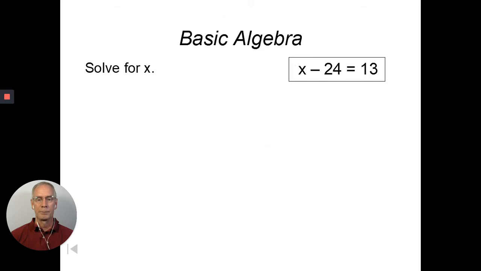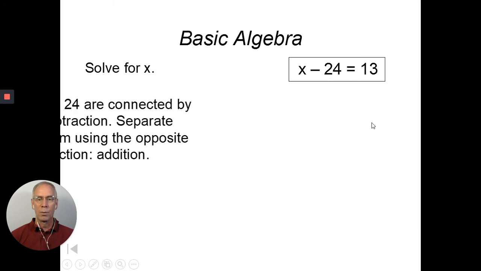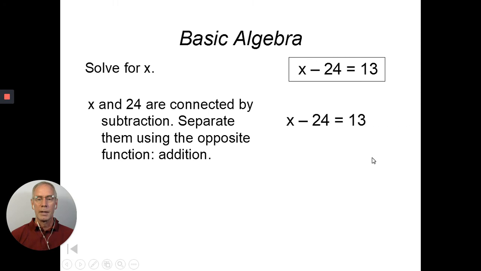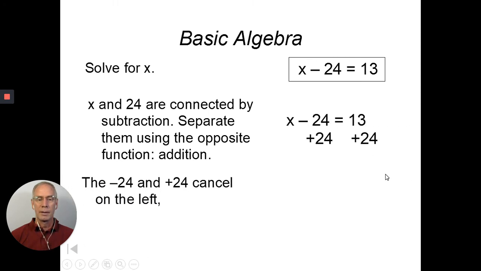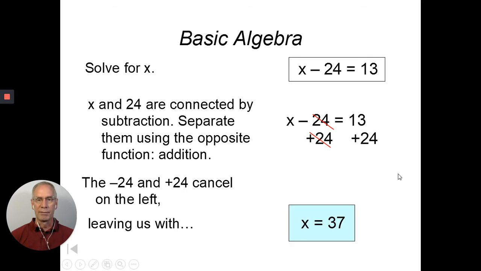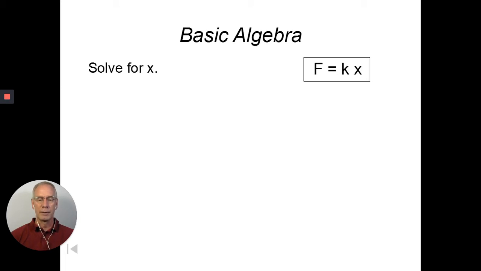Let's look at another one. Let's solve this thing for x. x minus 24 is 13. Clearly, I have to add 24 to both sides. And if I do that, I'm going to get x equals, and then I add that all up, 37. Again, pretty straightforward. That's the type of math I will need you to be able to do in chemistry.